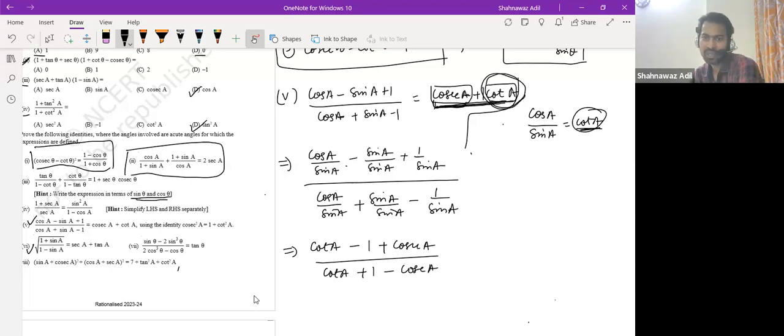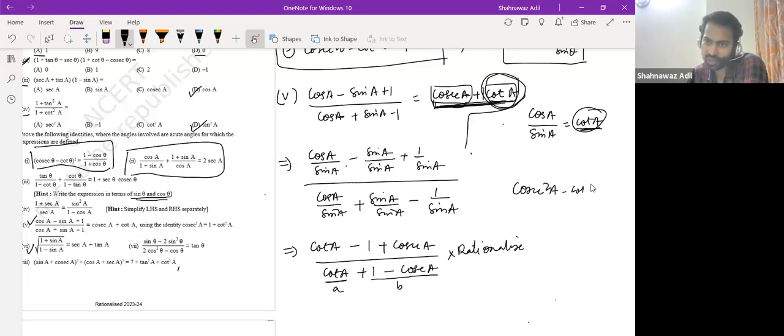Then you rationalize, and then you will see what the answer is. So this is cot A, and this is 1 minus. So this is A, and this is B. Then you rationalize, and then you will get your answer. Then you use cosec square A minus cot square A equals 1. Understood, guys?